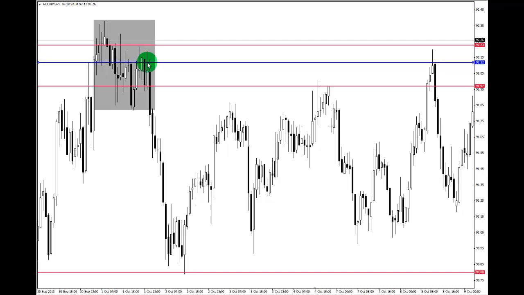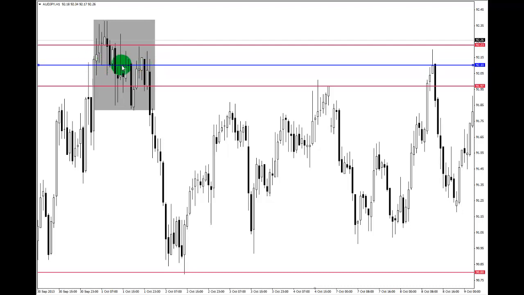And another level would be this one here, 92.11. The reason why is because of the opening of this candle, the high of this candle, the opening of this candle, the low of this candle, and the high of this candle. So there's a lot of activity around that price point. A lot of touches to that level. And I would just round that down to 92.20.